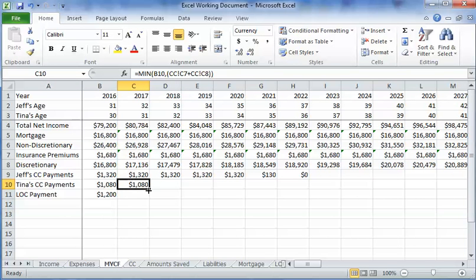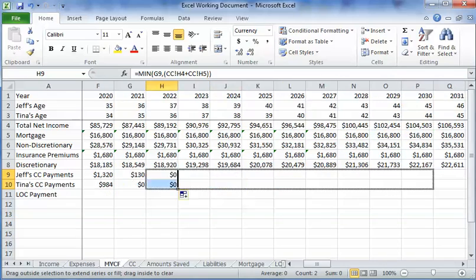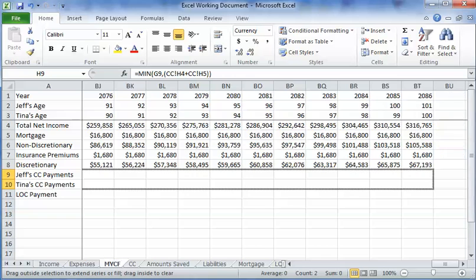So again, Tina is never going to pay more than what she actually owes on that card. And hey, we just fixed all of that all the way along. So now we can go through and run those all the way out.